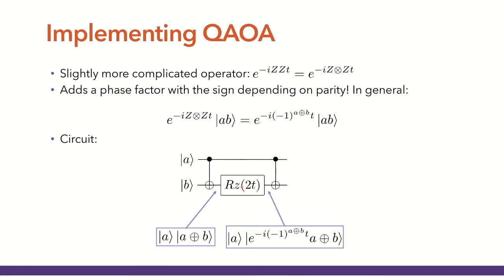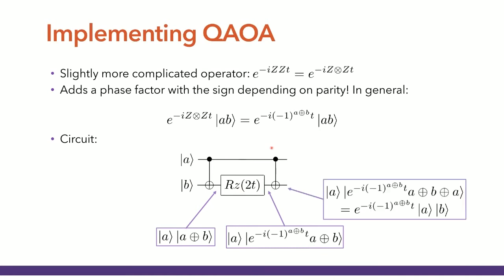And then RZ, by definition, adds the phase equal to the value of this register. And now we add a second CNOT to reset the state of the second register back. And so this gate adds a phase that is equal to the desired phase. So this is the correct circuit to implement exponent of minus I ZZT. And that gives us the two-body terms.